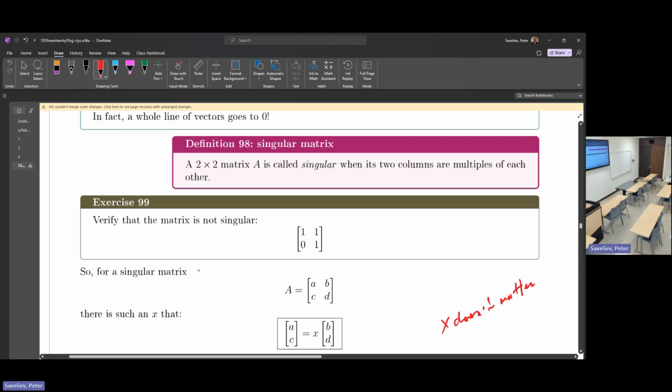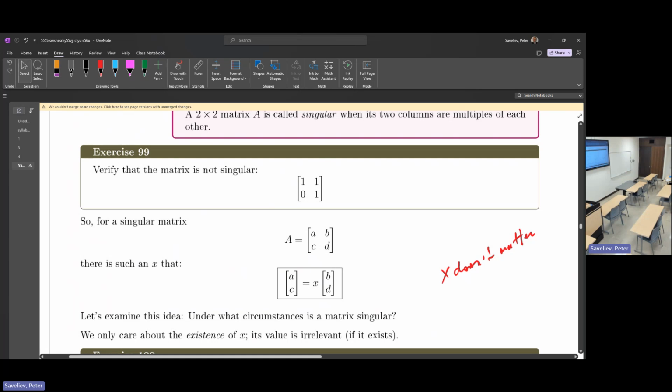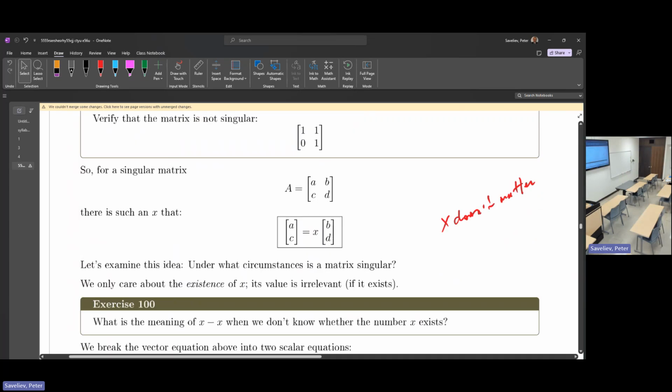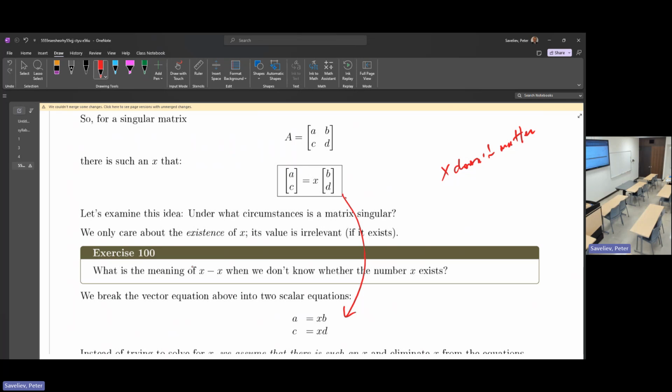We're only saying that there is such a thing. Okay, so then we ask ourselves under what circumstances the matrix is singular, and we're relying on the existence of X. We can do certain algebra with it, and that's what we do here. So we take my equation here and rewrite it, and break my vector equation into equations of numbers. So A is equal to XB and C is equal to XD.